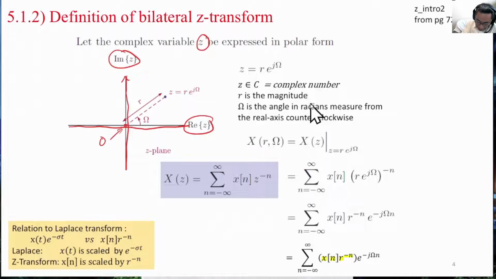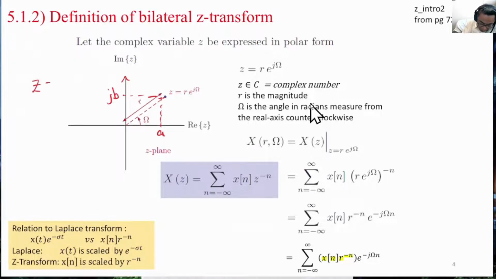And we can express z in two ways. The typical way is you drop this, and this is the real number a, and you project this. This is jb. So z is a plus jb. This is the rectangular representation.